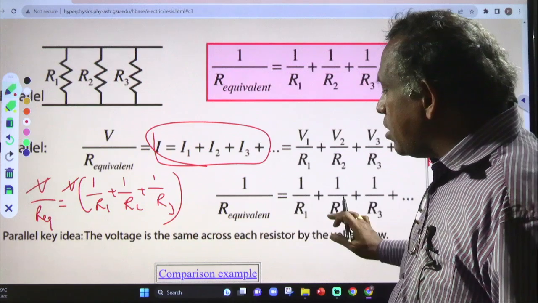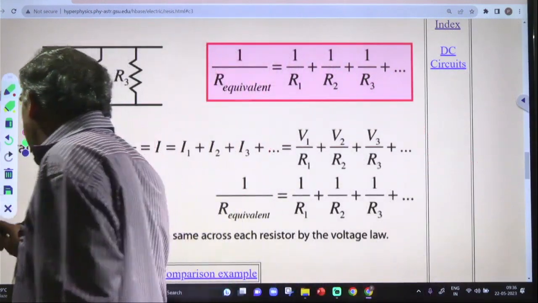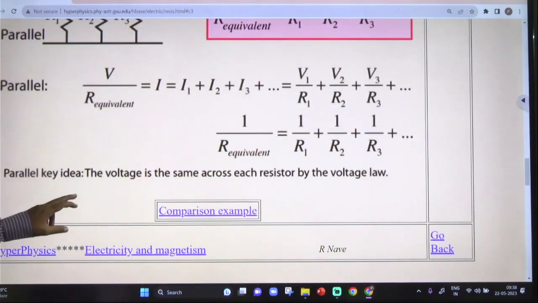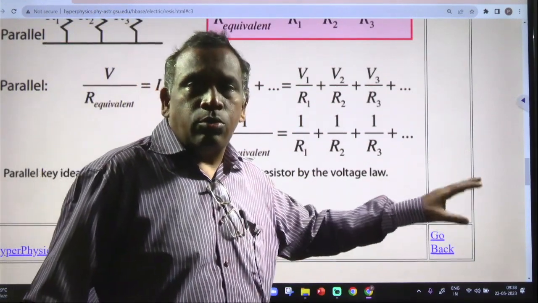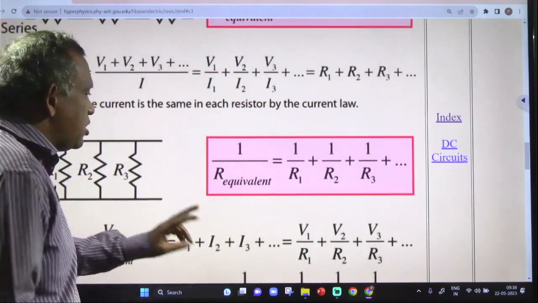See, this is the important point. So when resistors are connected in parallel, 1 by R equivalent is equal to 1 by R1 plus 1 by R2 plus 1 by R3. In the parallel connection, this is the formula.